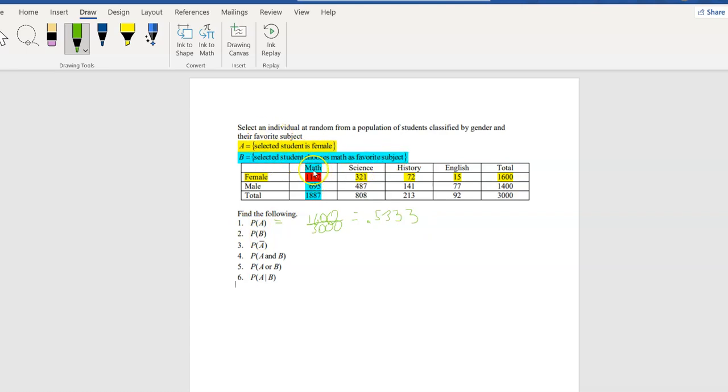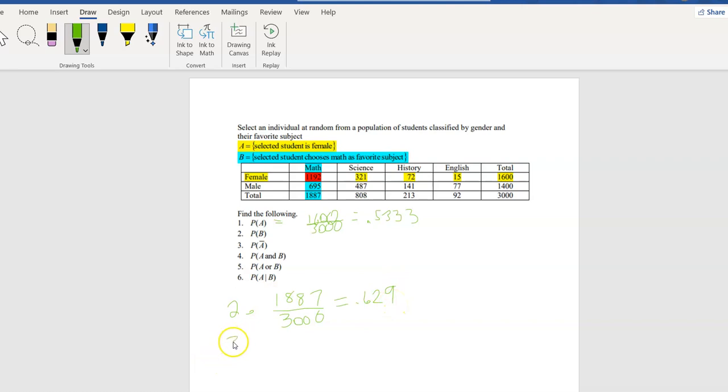0.533. All right, now let's get the probability of B, which is the probability that someone chooses math as their favorite subject. If we look down here, there's a total for all of those people who like math. It's 1887. And I'm going to do it down here just so I don't crowd myself. So it's 1887 out of the total number of students, 3,000. And again, we can let our calculator do that as a decimal, 1887 divided by 3,000, and we get 0.629. And it doesn't have any decimals beyond 0.629, so that's it.